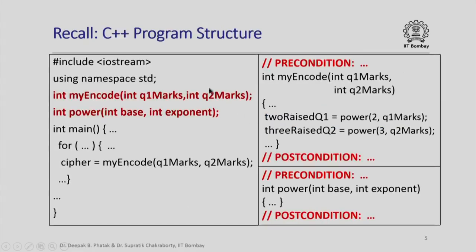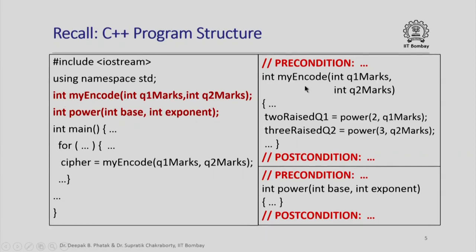Here is the C++ program structure that we had seen earlier. I have only written down those parts of the program where I want to focus. These are the parts with function calls. The other parts I have blanked out with 3 dots. So here in the main function I have a loop which is iterated for every student, where we read in the marks and then call this function myencode, which takes 2 integer parameters and returns an integer value which gives the encoded version of these 2 marks.